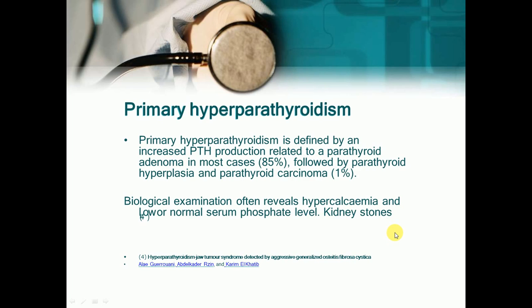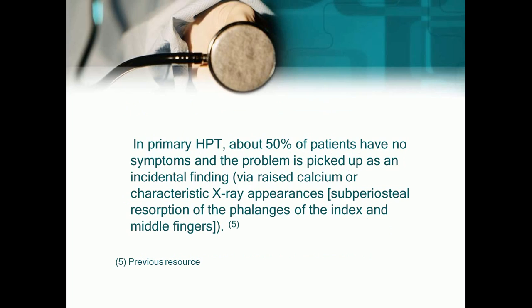Kidney stones are reported here, and hyperparathyroidism-jaw tumor syndromes are detected by aggressive generalized osteoporosis, and there are many cases which are reported. In primary hyperparathyroidism, about 50% of the patients have no symptoms, and the problem is picked up as an incidental finding, or you can say accidental finding, via raised calcium, characteristic X-ray appearances, or subperiosteal resorption of the phalanges of the index and the middle fingers.